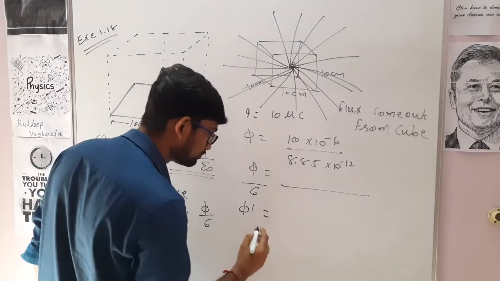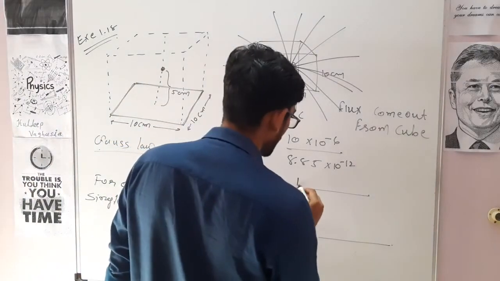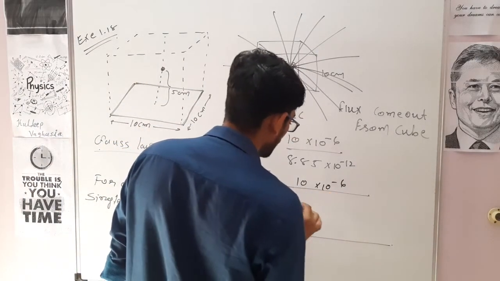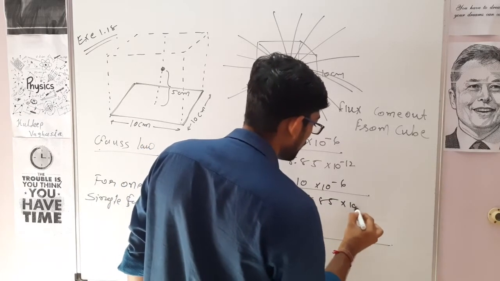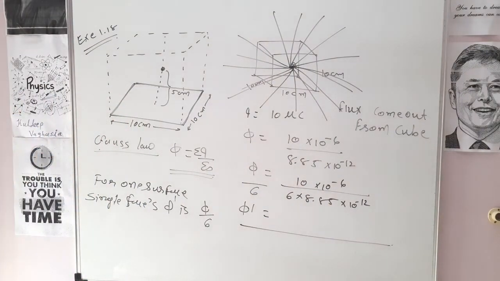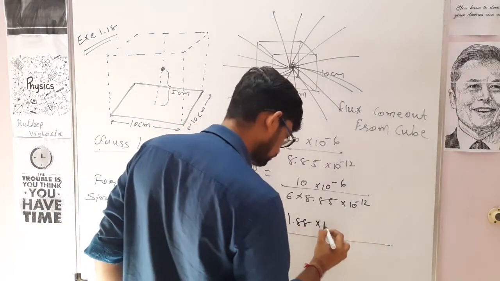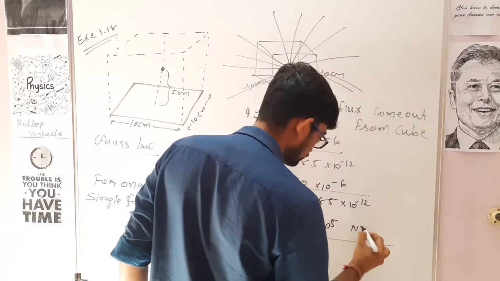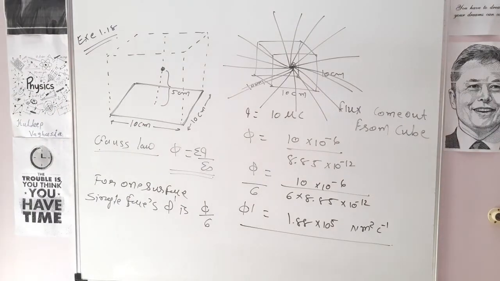Net flux comes out from the single face, yes or no? So if you divide this, it is 10 into 10 to the power minus 6 divided by 6 into 8.85 into 10 to the power minus 12. Okay, and solve it, and then you get your original answer, it's near about 1.88. Done, so this is the flux due to the one surface.